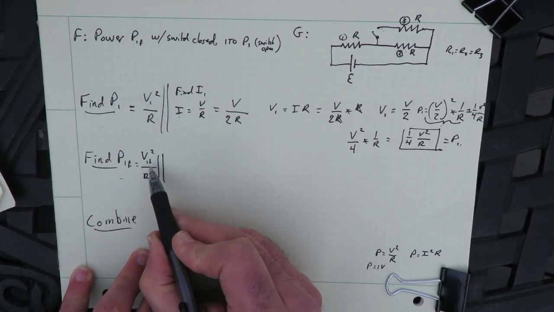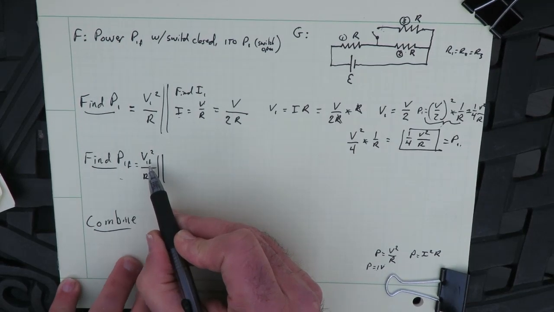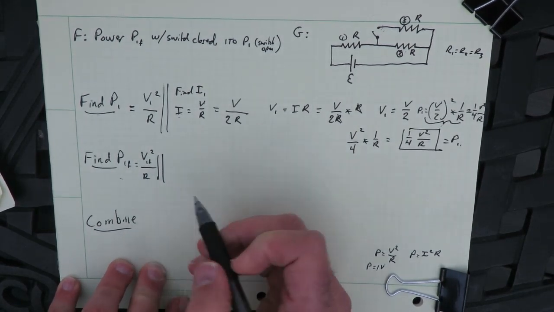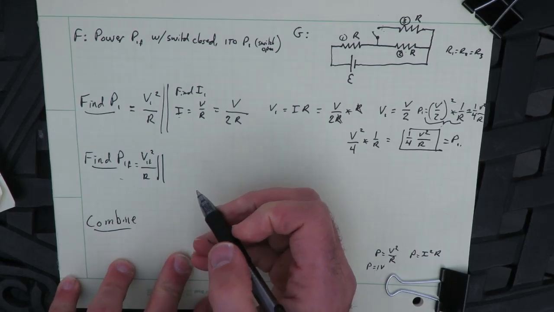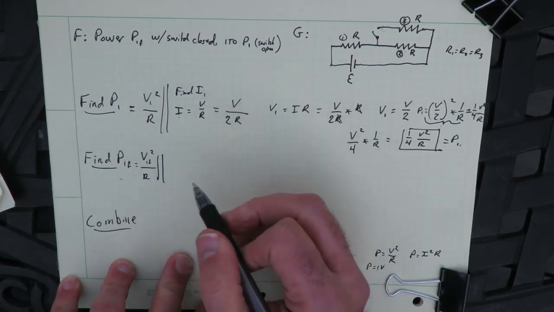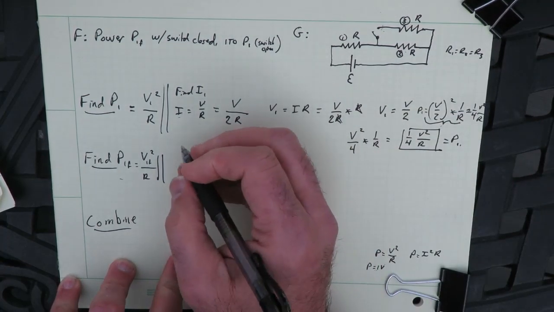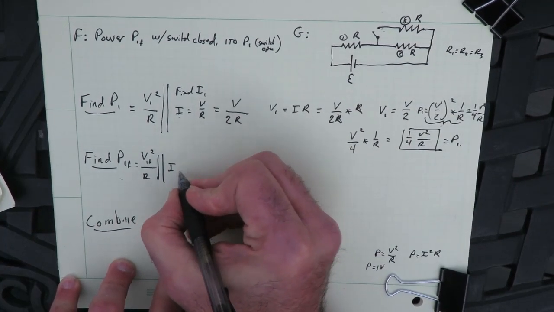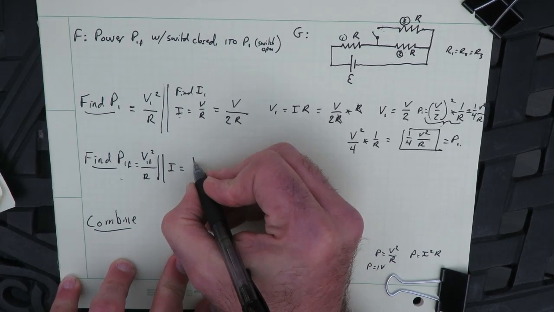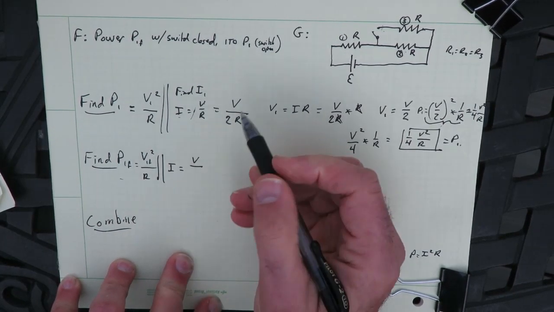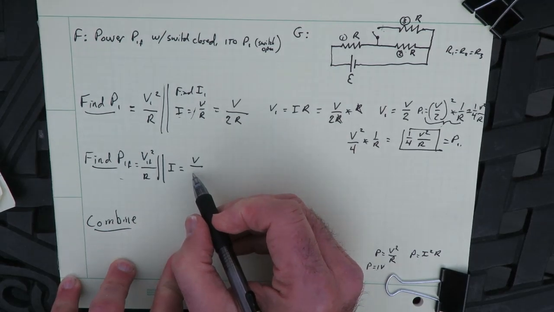So this will be the voltage drop across the bulb in the final state with the switch closed, divided by the resistance of the bulb itself, which does not change. So again, we're going to have to find the current flowing from the battery with the switch closed. And in this case, we're using Ohm's law here: I equals V over R, but what is this term for the denominator?